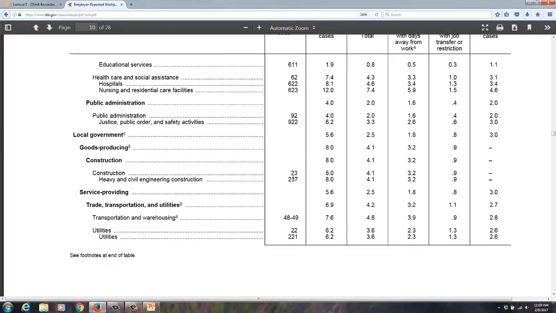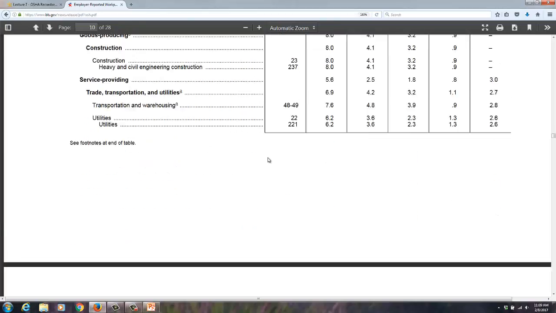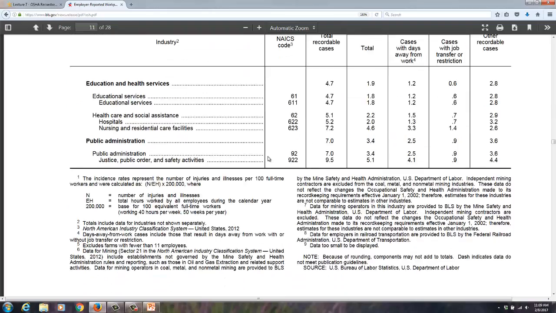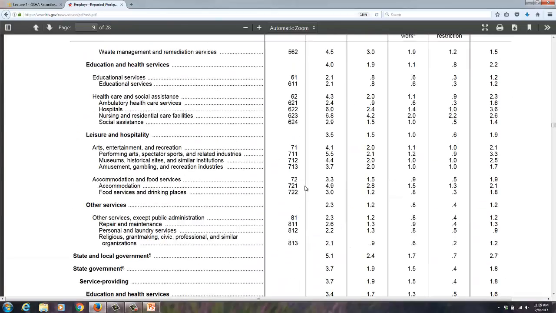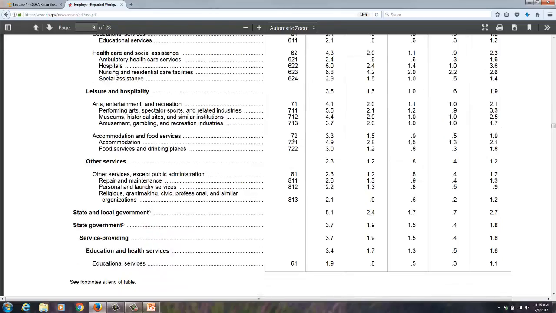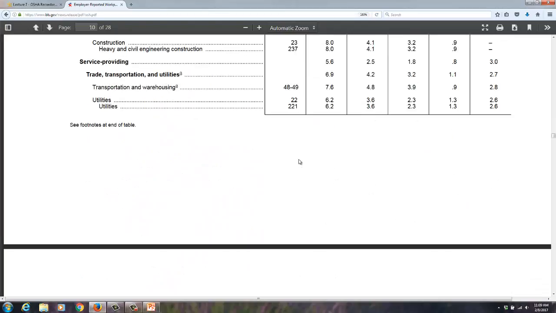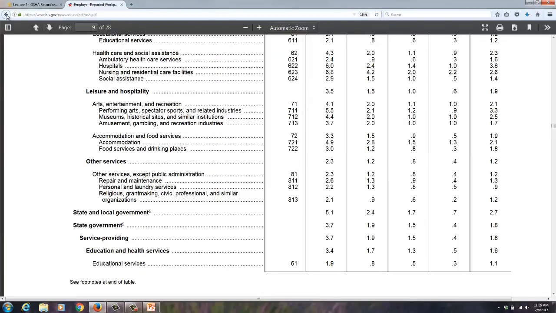And what you can do is compare more specific industries, and we'll do that in class. That sounds really fun for me. We'll compare those. But don't get too confused. Don't just start looking for numbers. You want to make sure whether you're looking at private industry numbers or state and local government numbers. Okay, so that's the SOII report.